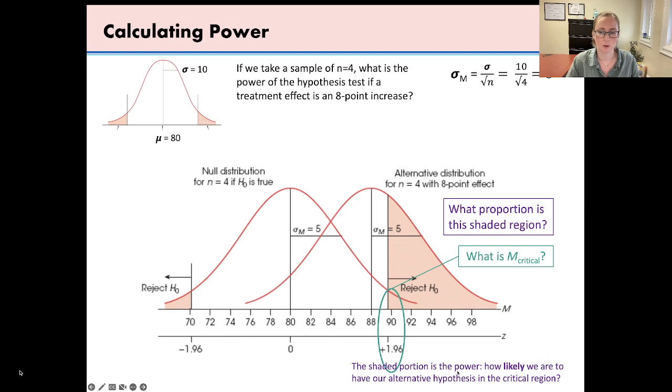So how likely are we to have our alternative hypothesis in this critical region? Hopefully you should have some alarm bells going off to figure out how you would actually do this. When we talk about the area under the curve, the proportion of your distribution, hopefully you should be thinking unit normal table. As long as I have a z-score, I can figure out what the proportion is. Or rather, you're going to first figure out your z-score, then calculate the M-critical, and then figure out your proportion.